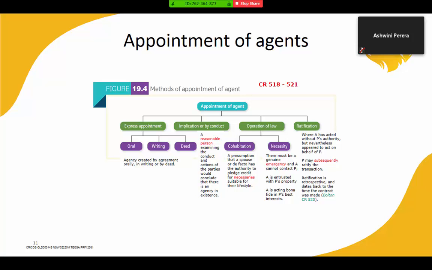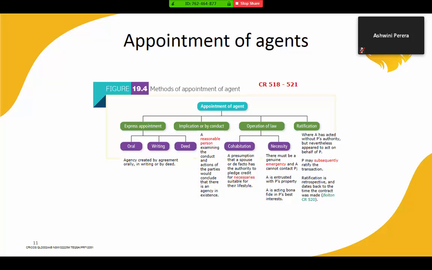All right. Let's move on now and talk a little bit more about, let's just flesh out a little bit what we just said. Okay, so there could be express, we're going from left to right. There could be express appointment. So you are creating the agency through appointment. That appointment could be express. So it could be either oral or written or by deed. Okay. So that's the easiest one. I'm not going to dwell too much on that.